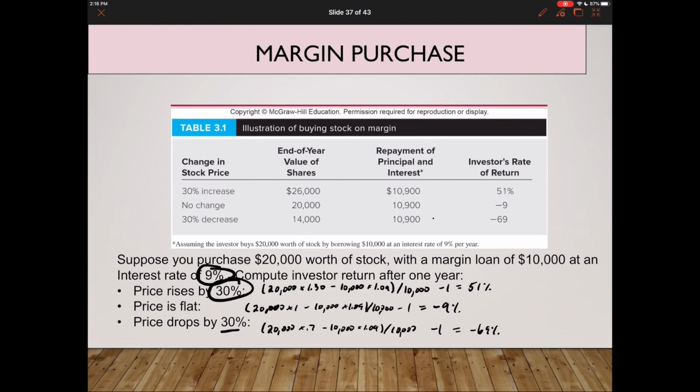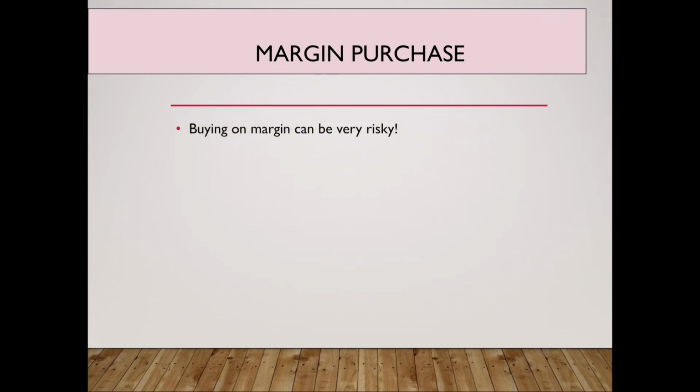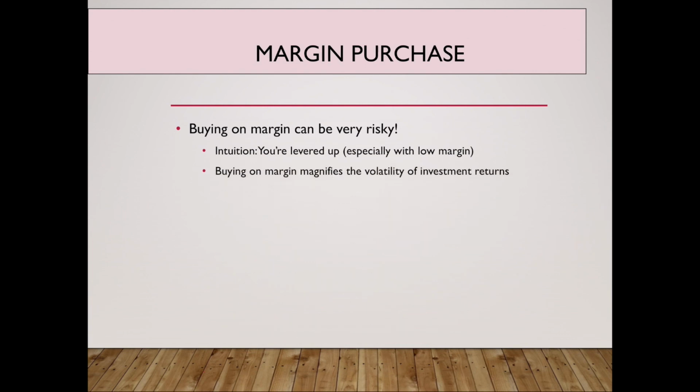So wrapping this up, buying on margin can be very risky, right? So the intuition is that you have to remember that you are levered up. You're using debt to fund some purchase, and so you're levered up, especially with these low margins, to both magnify gains and magnify losses. So buying on margin magnifies this volatility.